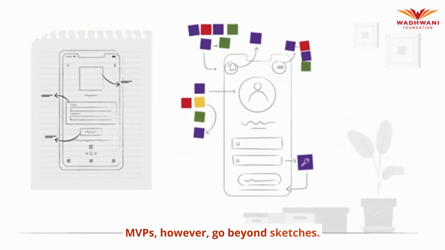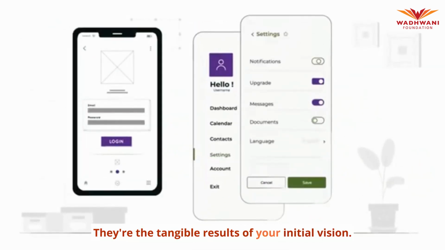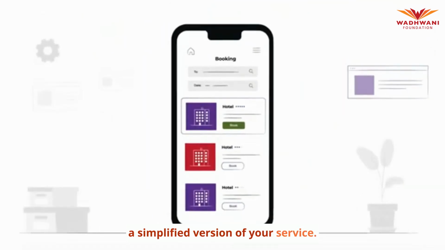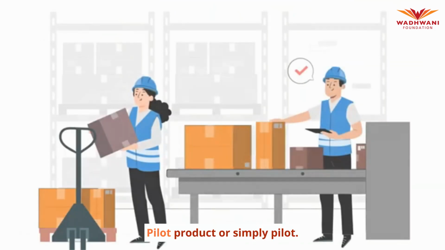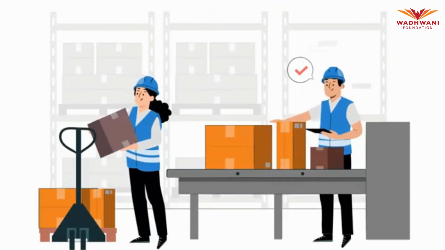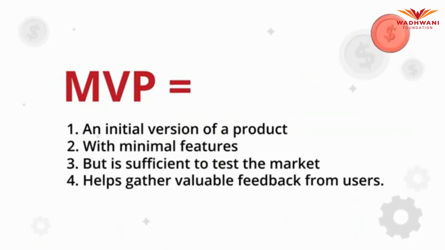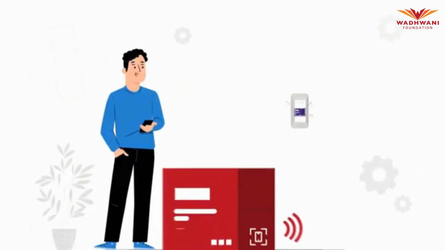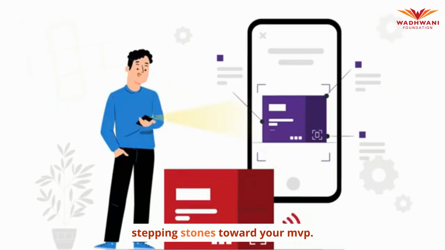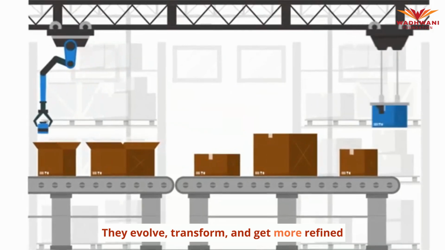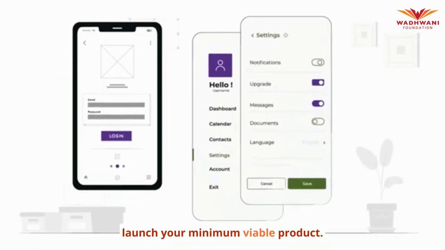MVPs, however, go beyond sketches. They're the tangible results of your initial vision, basic app screens, functional models, or even a simplified version of your service. Pilot product, or simply pilot. Think of prototypes as the stepping stones toward your MVP. They evolve, transform, and get more refined with each iteration until you're ready to launch your minimum viable product.